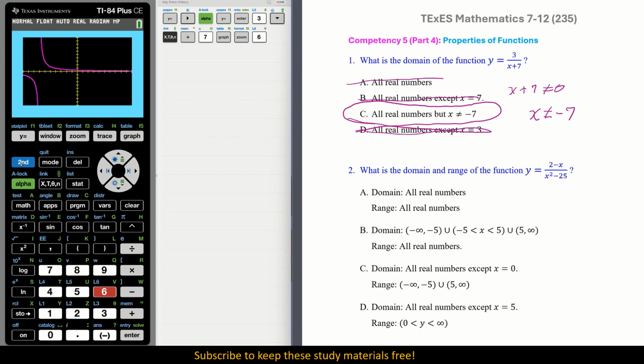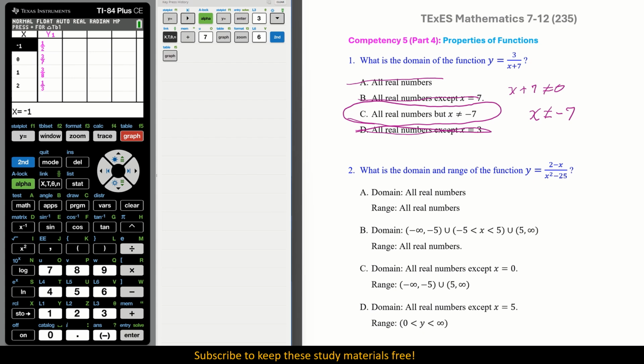Let's verify that with the table. Second graph, and we need to go to -7. I'll just arrow up, and there's an error, which confirms what we said. It can't equal -7. It can equal everything else, but not -7. Okay, so let's go to number 2.